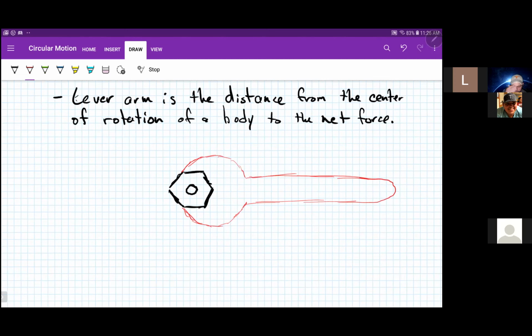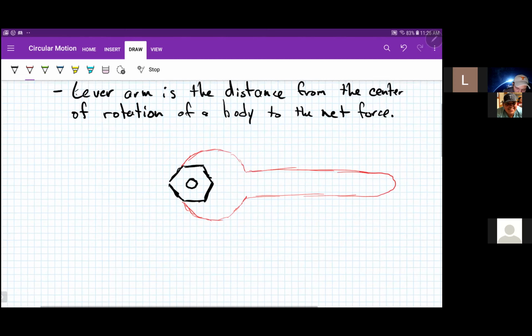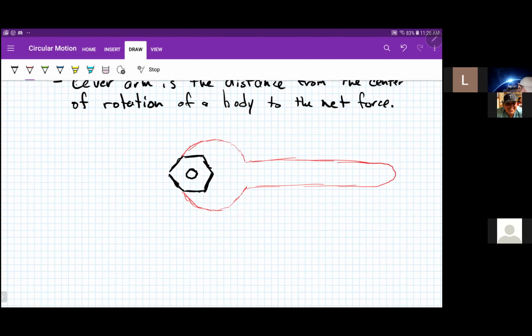All right, so there's our wrench. I'm going to apply a force right at the end of this thing to twist that nut. Actually, I'm loosening it if I'm going that way. So I'm trying to loosen it, and I'm applying that force right at this point. The center of rotation is going to be right in the center of this bolt, right there.